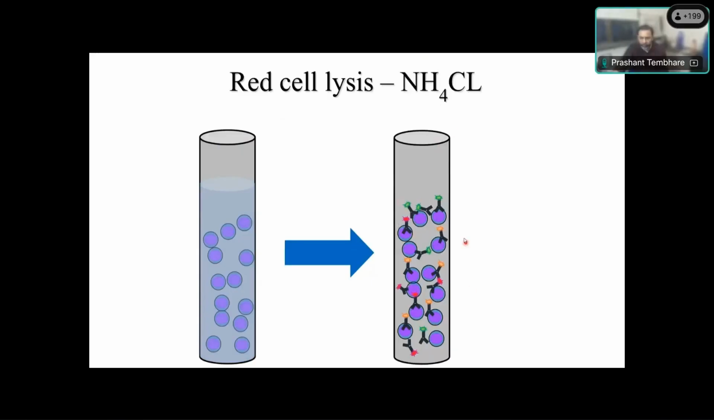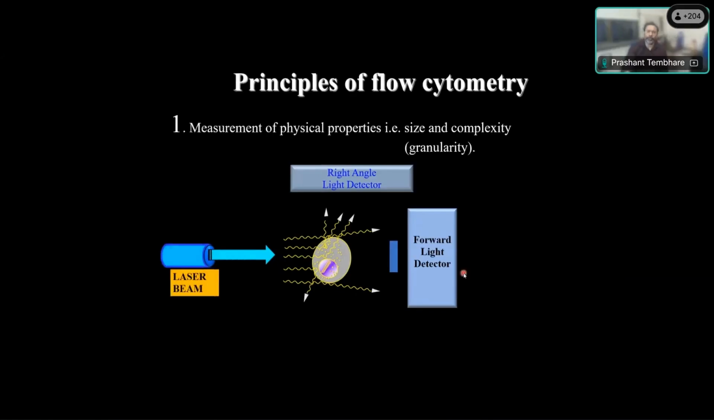And what we do is take these WBCs after lysis of RBCs, add all the antibodies, and incubate them in the dark so that the antibodies bind to the antigens on the cell surface or inside the cells of different WBCs. And then once we have these antibody-attached cells, we run them through the flow cytometer. So how does the flow cytometer detect them? Then we follow two principles.